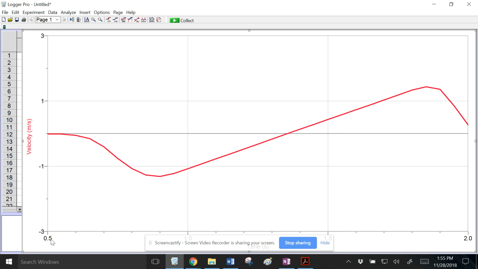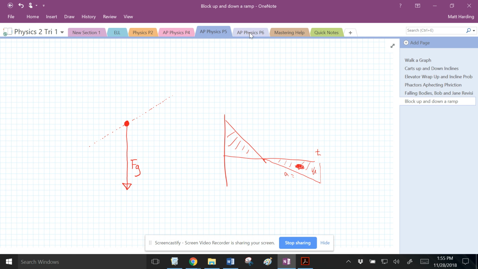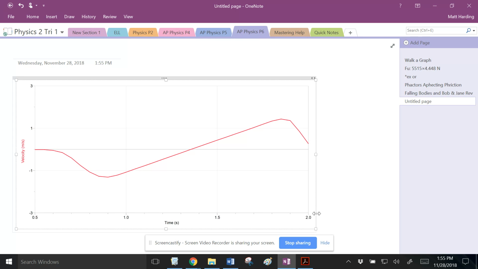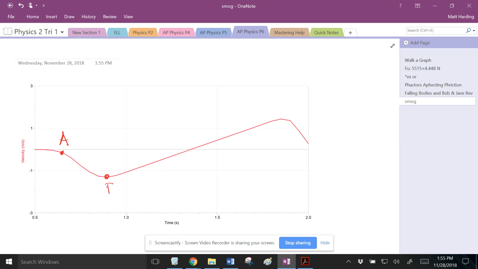Right. So where on here is the thing? I'm going to farm this over to OneNote. P6. Oh boy. And I'm going to give you a few points in time here, okay? So A, B, C, D, E. Okay, so this is cart on incline.